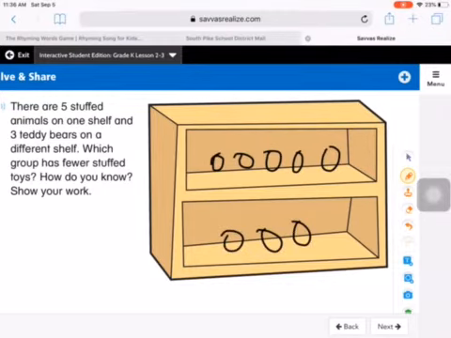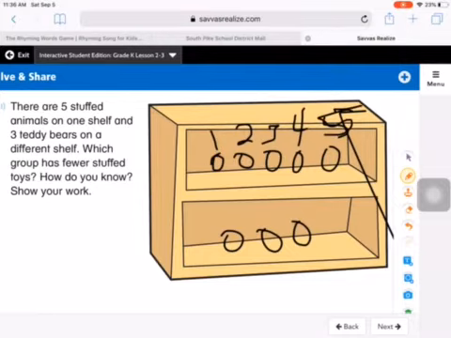All right, so here I just drew you 5 stuffed animals on one shelf. 1, 2, 3, 4, and 5. All right, and I drew you 3 teddy bears on a different shelf. Those are my teddy bears. They look kind of like circles, but those are my teddy bears.